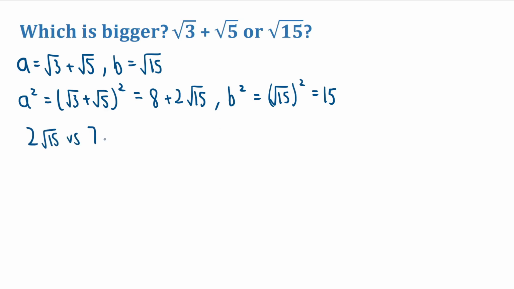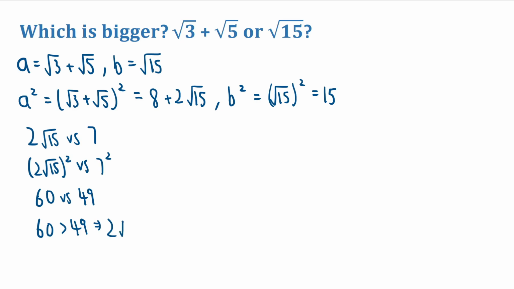To determine which of the two expressions is greater, we can square both sides again. So now we're comparing 2 square root of 15 all squared with 7 squared, and that just simplifies to 60 compared to 49. So we can see that 60 is greater than 49. So this means 2 square root of 15 is greater than 7.